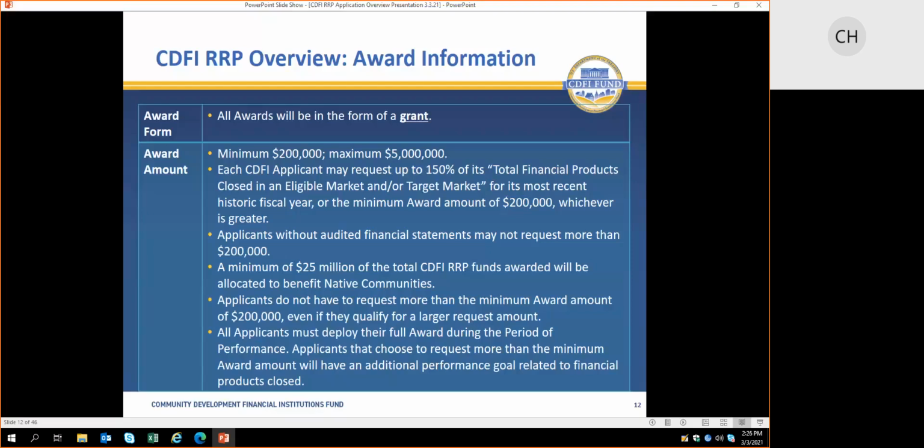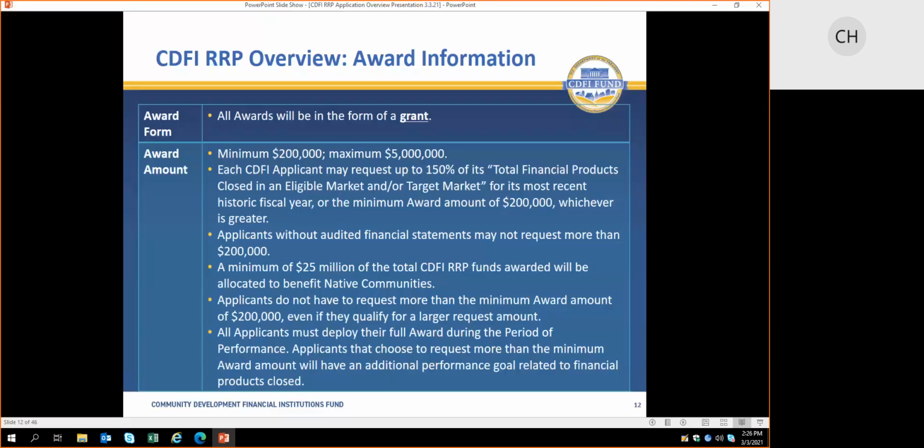Next, applicants without financial statements may not request more than $200,000. So if your organization does not have audited financial statements, you are allowed to request an award. However, it may not be more than $200,000.